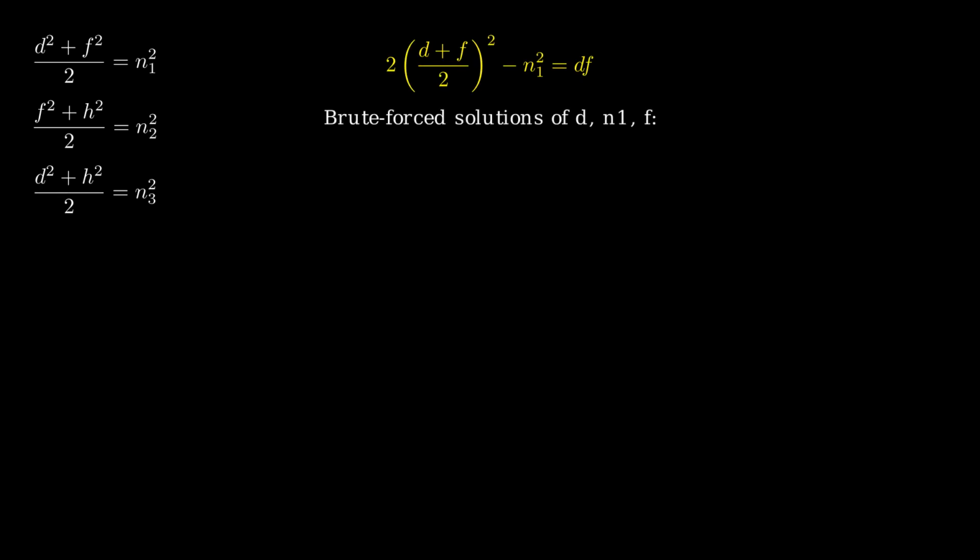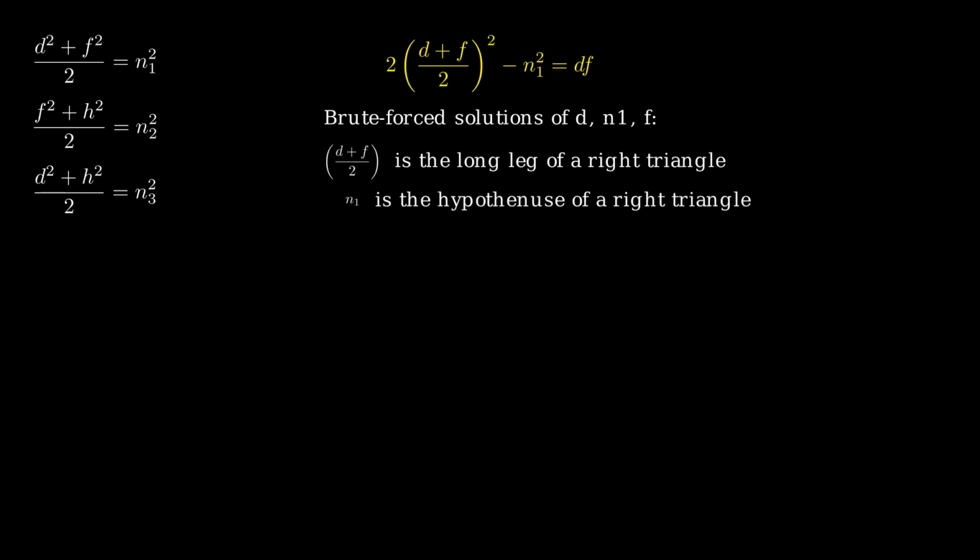Now, when trying to brute force integer-only solutions for this equation while treating (d + f)/2 as its own unit, I found out that there's a right triangle hidden in this. The solutions that make up (d + f)/2 are just the long leg of a right triangle, and n1 is the hypotenuse of the right triangle. What this means is that if you are given a right triangle, you can use the long leg and the hypotenuse to figure out what df and n1 should equal.